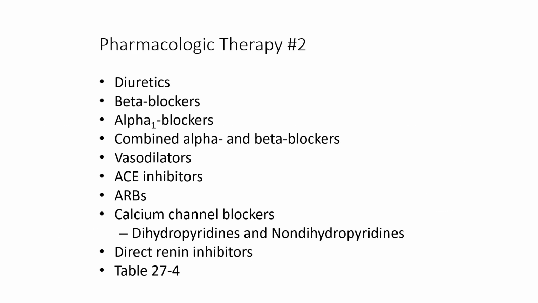So again, classes of medications that you may see prescribed for patients with hypertension are going to include diuretics, beta blockers, or alpha-1 blockers, or combined alpha and beta blockers, vasodilators, ACE inhibitors, ARBs, calcium channel blockers, and this can be in the dihydropyridines or non-dihydropyridine class, and then direct renin inhibitors. There is a chart in your book, 27-4, that breaks down the actions of each one of these medications and when they would be prescribed.